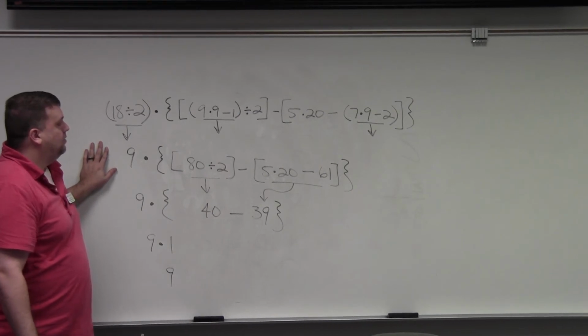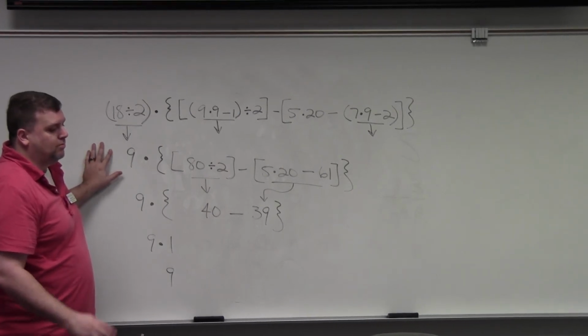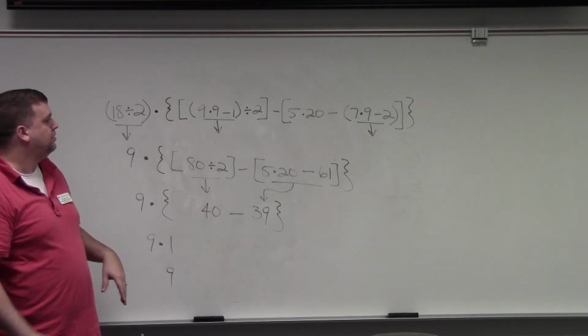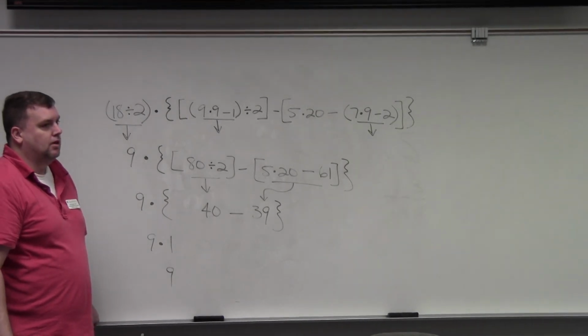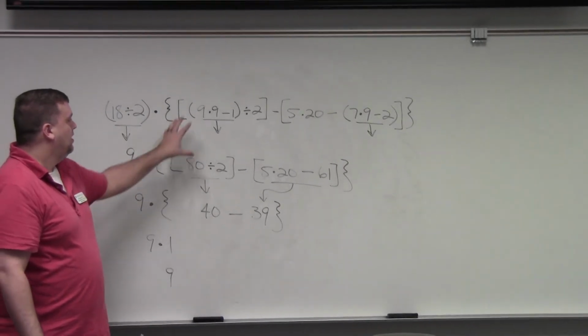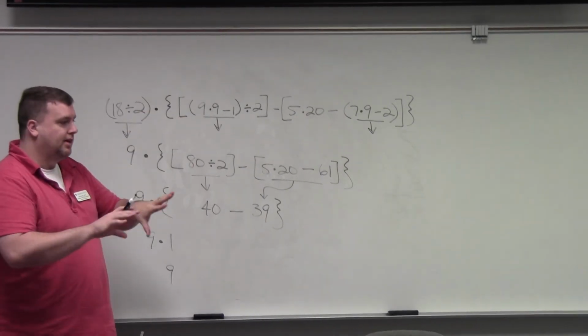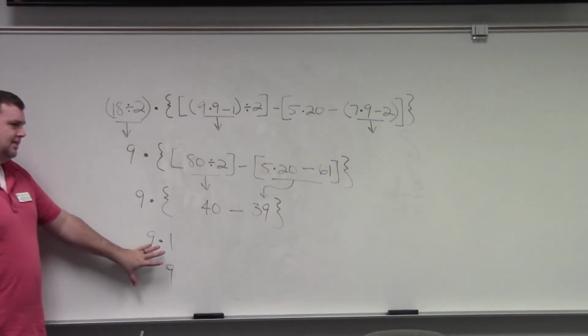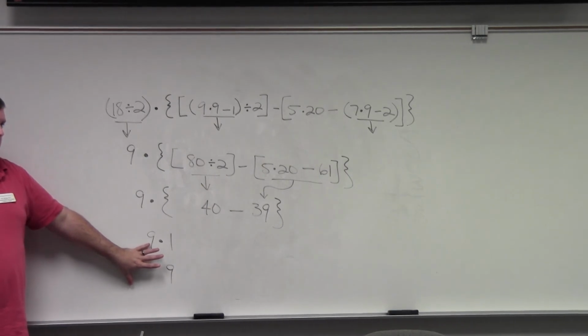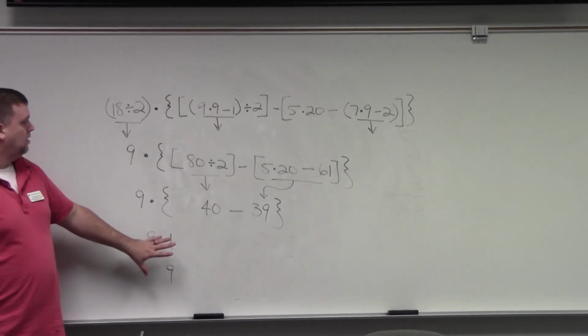But that's how you tackle something like that. When you have multiple grouping symbols, work inside out. Take care of the parentheses first, then move to the brackets, and then move to the higher level parentheses. Just kind of break it down like that. Does that make sense? You lost me there, but then I've seen how it works.